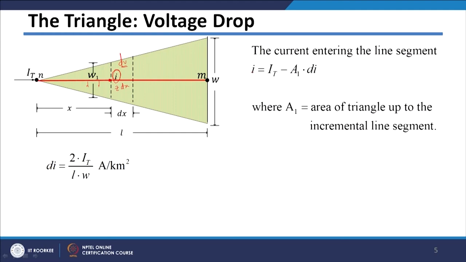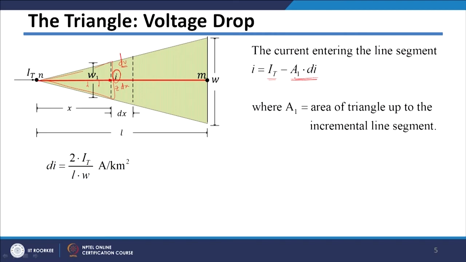If you calculate that current here, the total current minus the current supplied in this triangular area just before your strip is A1 multiplied by your current density. Area multiplied by current density will give me the current which is supplied in that particular area, which is just before your strip.